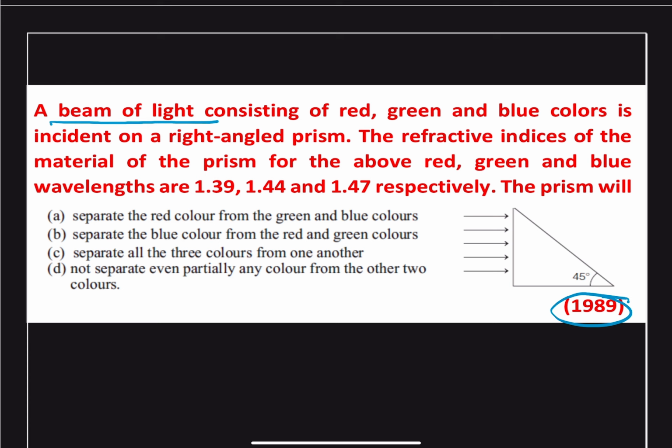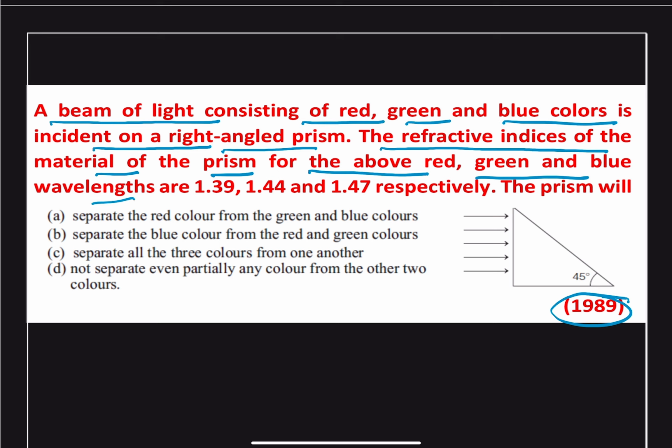a beam of light consisting of red, green and blue colors is incident on a right angle prism. The refractive indexes of the material of the prism for the above red, green and blue wavelengths are 1.39, 1.44 and 1.47 respectively. Then the prism will, so basically in this option it is given which of the three colors will be separated or none will be separated.